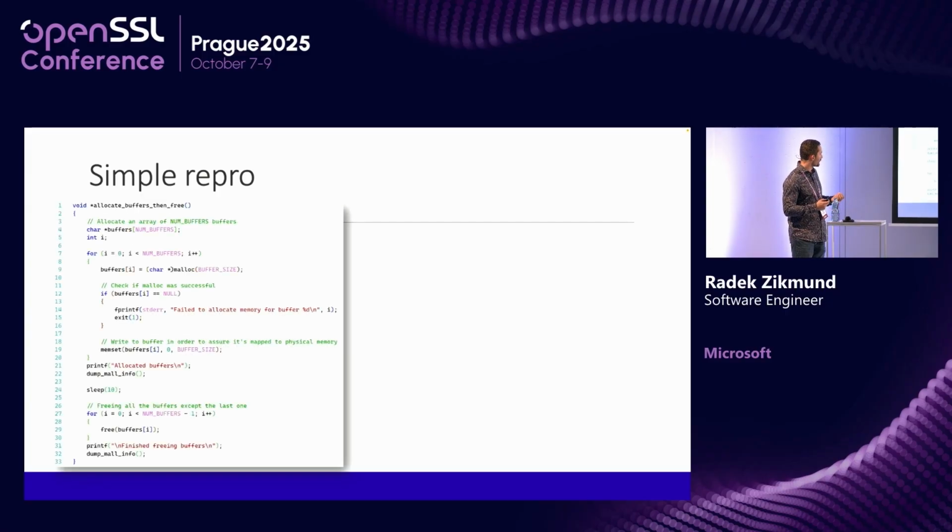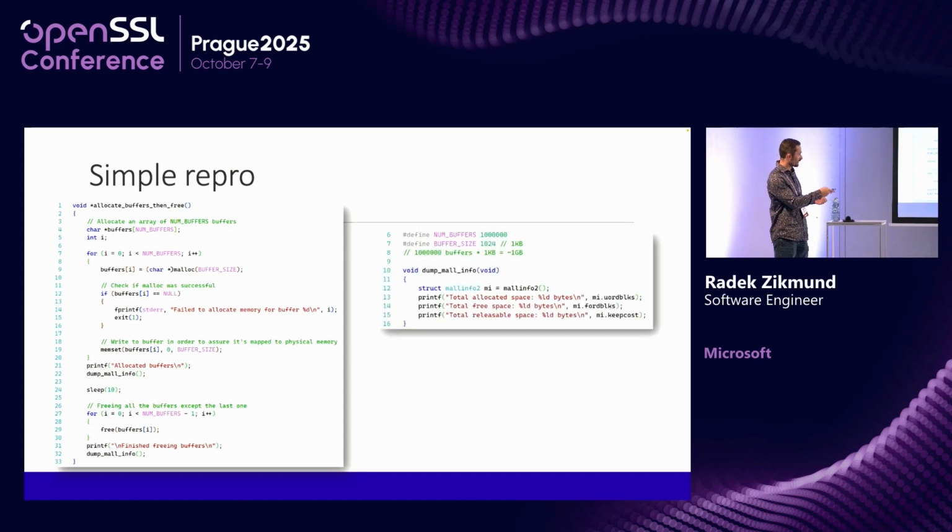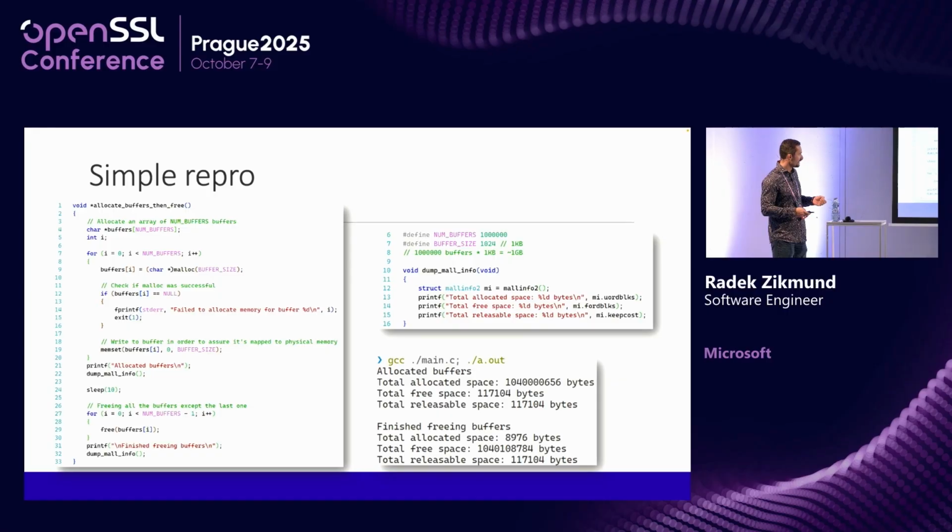I think I have a simple repro here. You make a small application which allocates lots of small buffers in a loop, and later you free everything except the last one. And there is also some code which dumps some statistics. When we do that, we allocated something like 1 gigabyte in total with 1 kilobyte buffers. Once we allocate everything, the total allocated space according to the malloc stats is something more than 1 gigabyte, as expected.